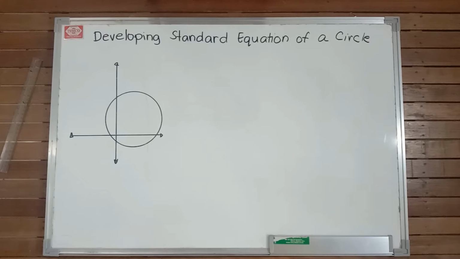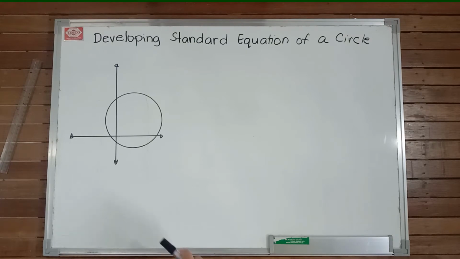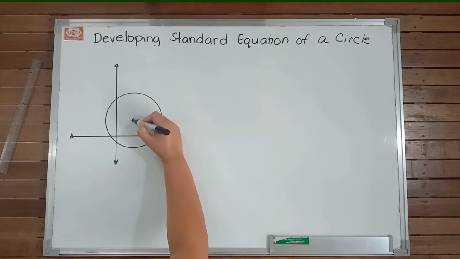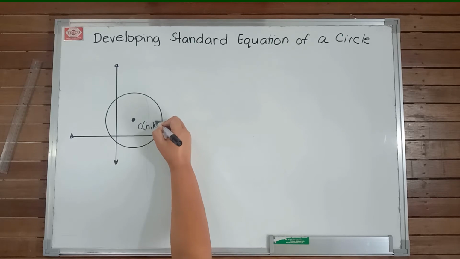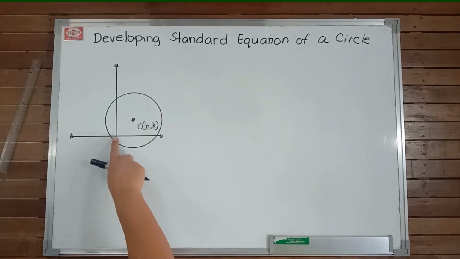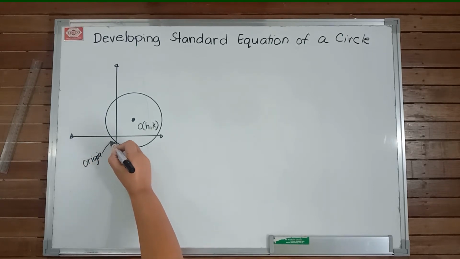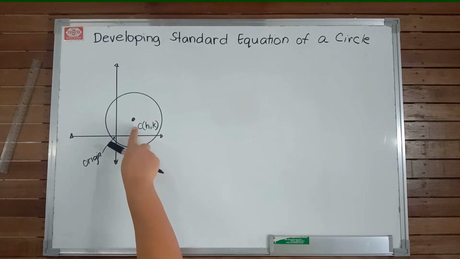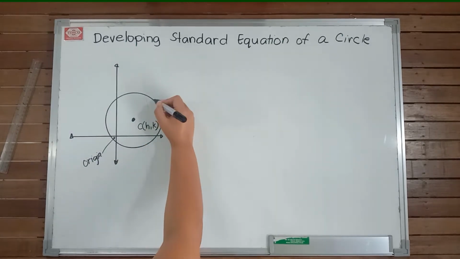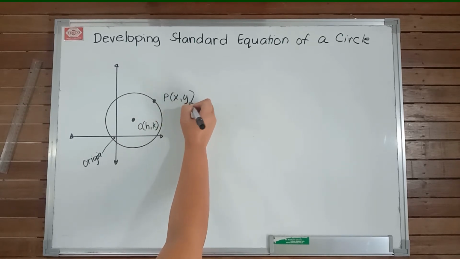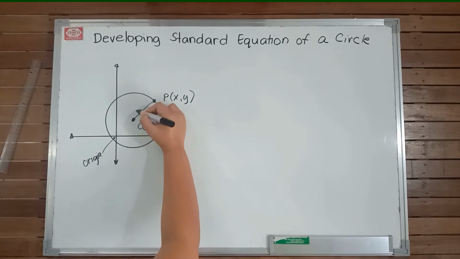Okay, so what if the center of the circle is not at the origin? So, that is the circle and that is the center. Notice that our origin is at the bottom. So, that is our center, and we will name it (h, k). And that is our origin. The origin is the centermost point of the Cartesian plane. So, if the center is not at the origin, we name it (h, k), where h is the x-coordinate and k is the y-coordinate.